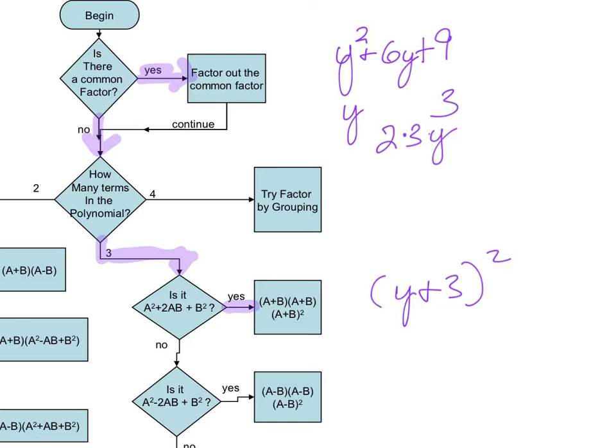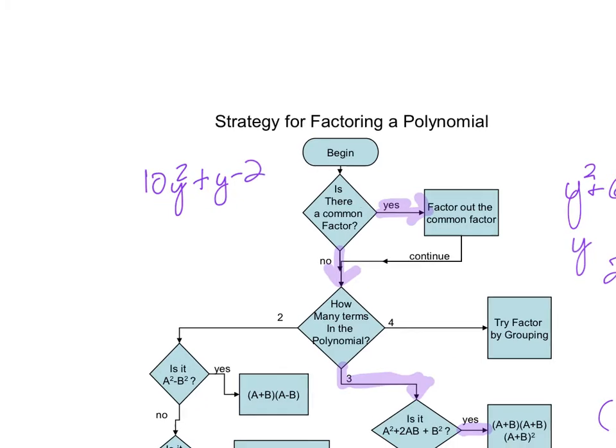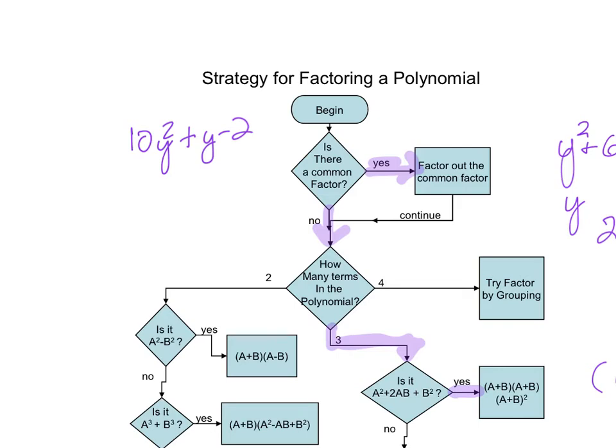Okay, so this is how we follow a decision tree. All right, so we'll write it over here: 10y squared plus y minus 2. I think that's what that one was. Okay, so now we're going to follow this pattern, only this time I'll do it in a different color. We'll follow it in blue this time.